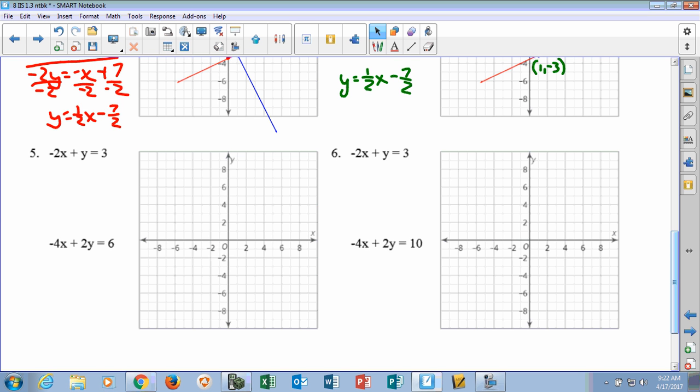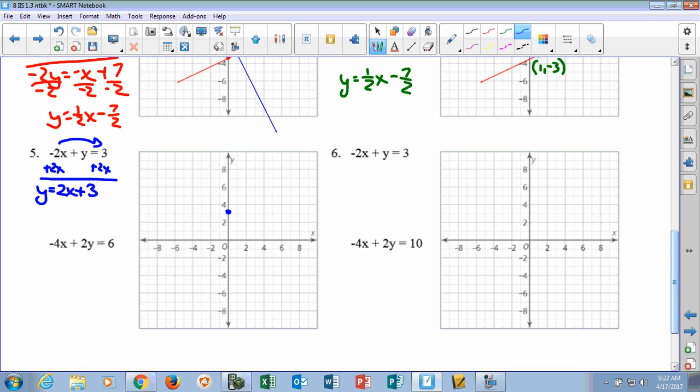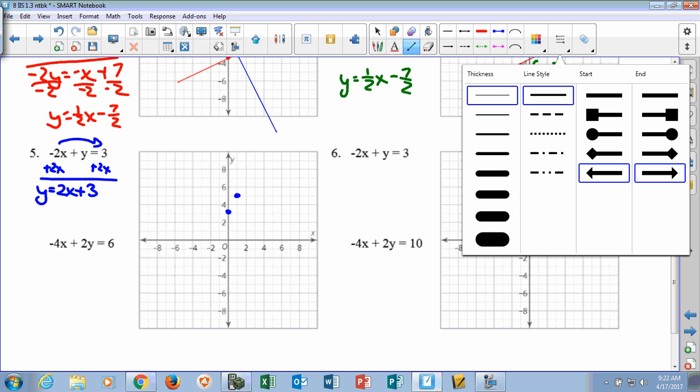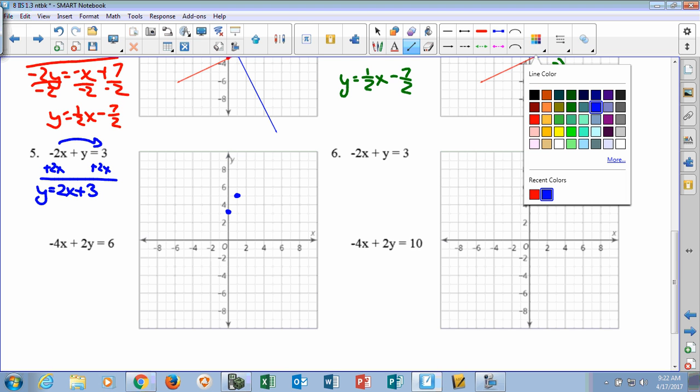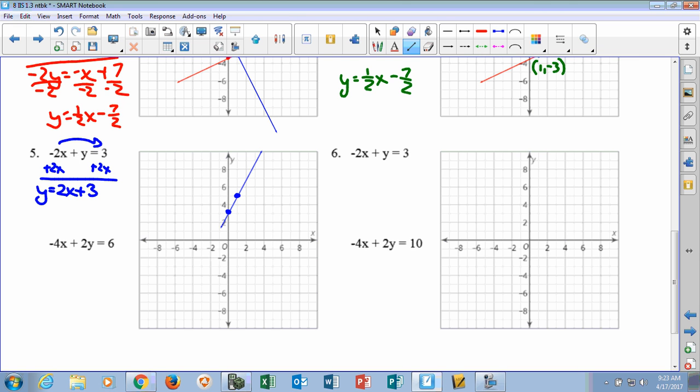All right. Well, the first thing I had to do is take the 2x and move it over here, by adding 2x because it's a negative 2x. So I get y equals 2x plus 3. That means the y-intercept is at 3. I go up 2 and over 1, which puts me there. I'm going to make my point, and draw my line as best I can. That's pretty good.